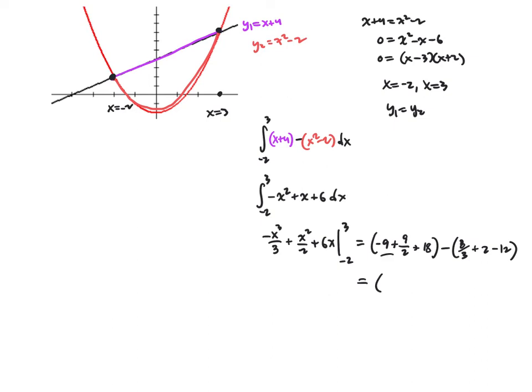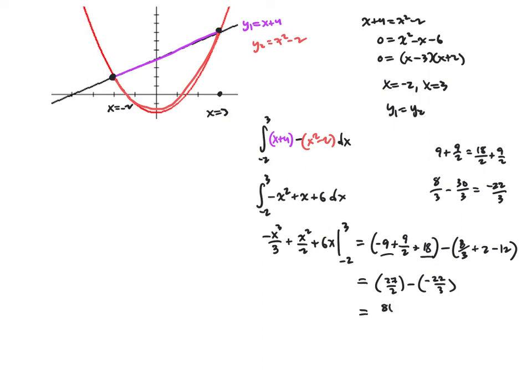Okay. So negative 9 and 18 is 9. So 9 plus 9 halves is the same as 18 halves plus 9 halves. That's 27 halves. Okay, I'm going to take away, well, that's going to be 8 thirds minus 10. Well, 10 is really 30 thirds. It's going to be negative 22 thirds. Negative 22 thirds. Okay, so now I got to combine these.